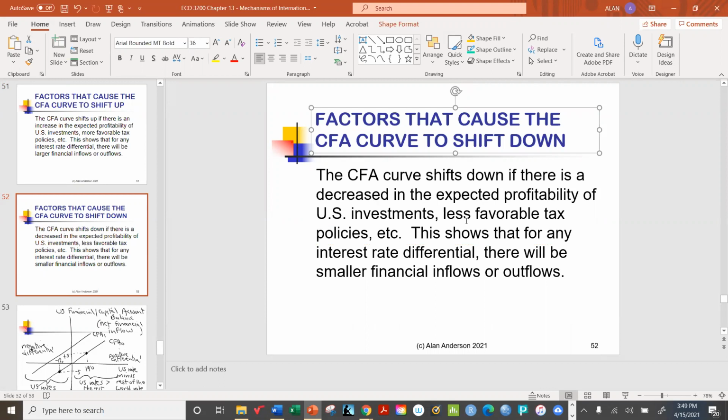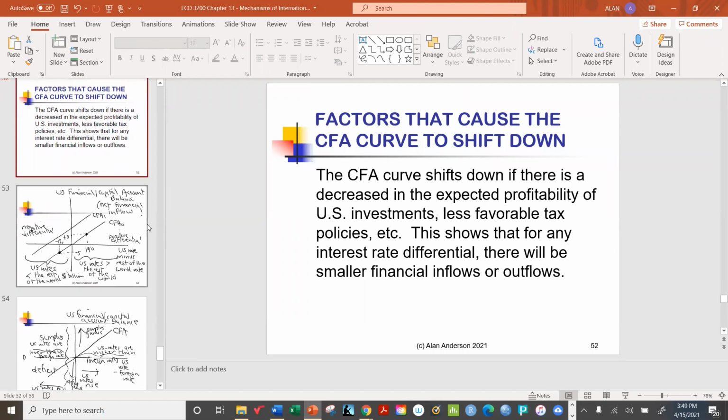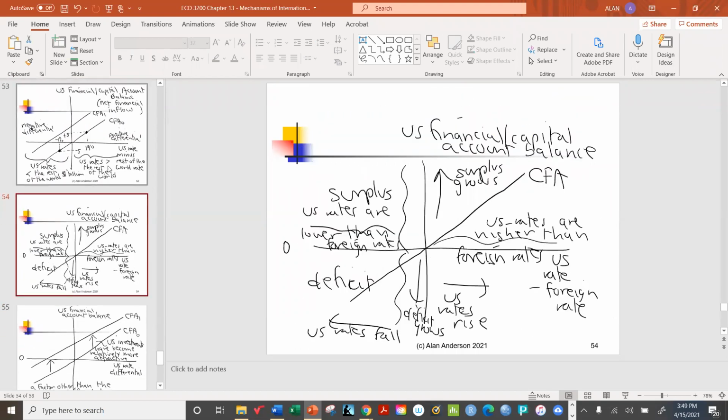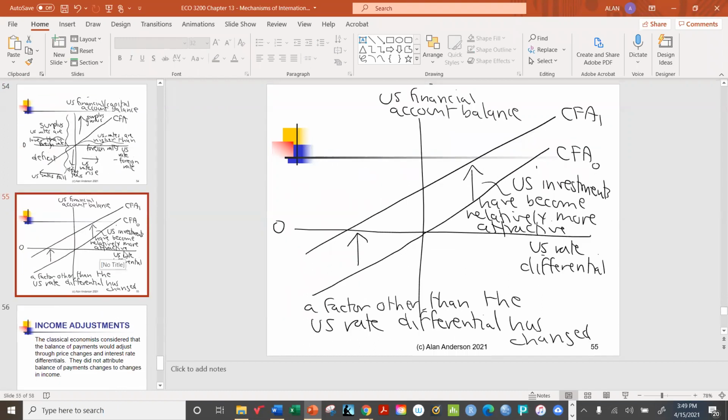And also, less favorable tax policies, anything that makes it harder to invest in the US, like regulations, for example. What if the government imposes regulations on foreign investors that make it more expensive to invest here? Of course, that means the curve will have to shift down because it's less attractive to invest in the United States. So anyway, this curve can show us the relationship, again, between the financial account balance and interest rates, but it also has the ability to show us what happens if other factors change as well.